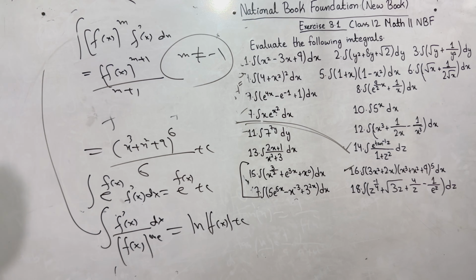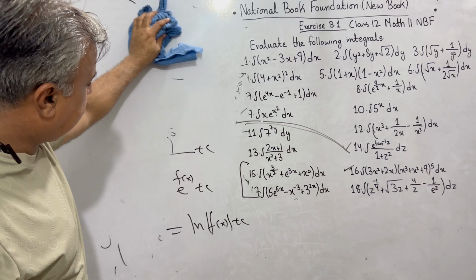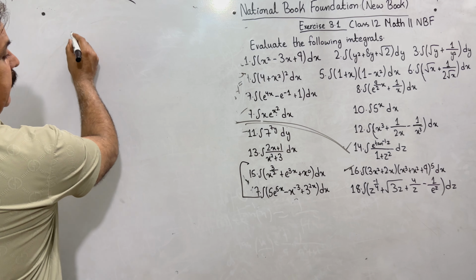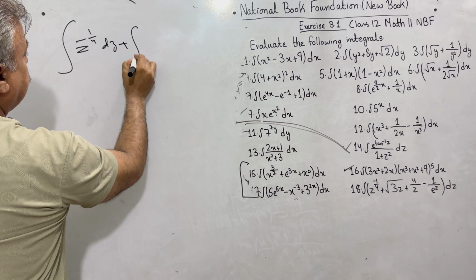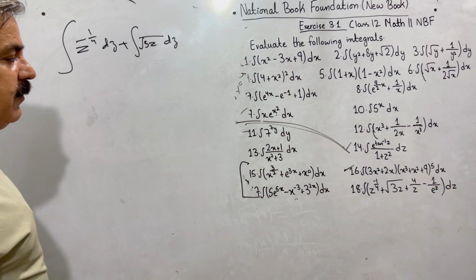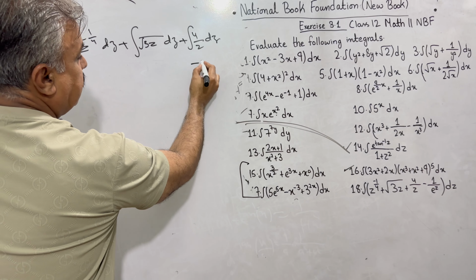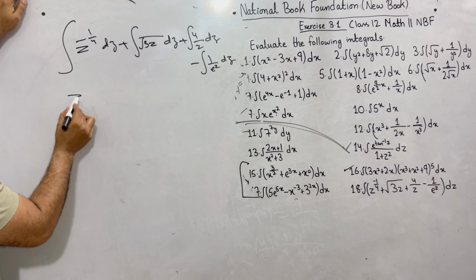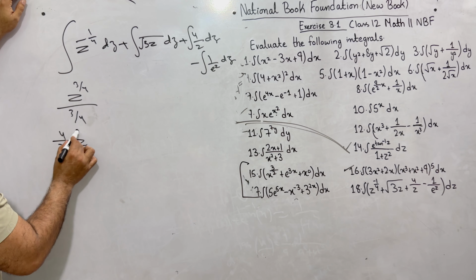Okay, let me solve 18 as well. 18, the final question: minus 1 over 4 dz plus root 3 z dz, and I multiply the integral symbol and dz with everything, with e raised to 1 over e raised to z dz. Simple. Add 1 to the power, it will become 3 over 4, divided by 3 over 4. In the next step, it will become 4 over 3, z raised to 3 over 4.